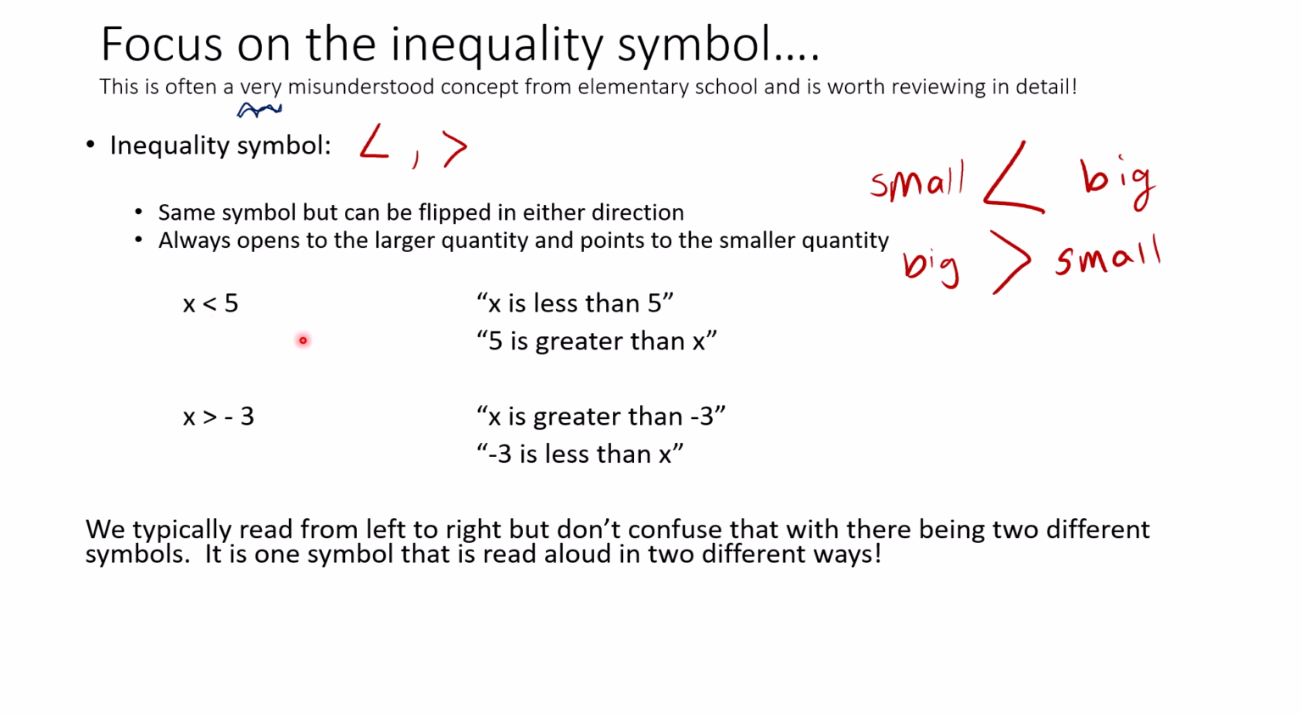We would say x is less than 5 or x is greater than -3. But don't confuse that with there being two different symbols. It is one symbol that is read aloud in two different ways, depending on how you're hitting the symbol. So if you hit the pointy end first, you would read it as less than, and it doesn't matter whether you're reading from left to right or from right to left. If you're hitting the pointy end first, it's less than.